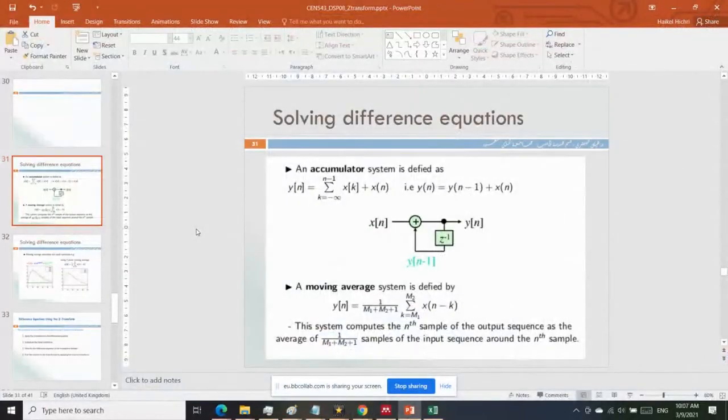Okay, so we know how to find the Z transform. We know how to find the inverse Z transform. So now we're going to use this Z transform to solve difference equations.